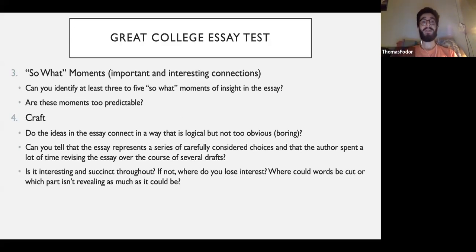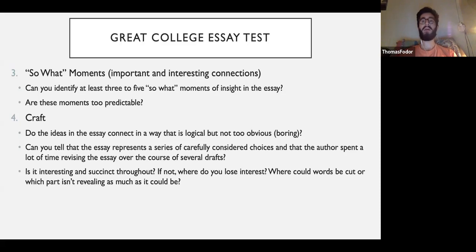All right. Can you identify at least 3 to 5 so what moments of insight in the essay? Are these moments too predictable, or are they actually important insights that you have as an author and as a person? And we'll go into more depth with a lot of these as well. So if you're kind of confused as to what I'm talking about, again, feel free to ask a question, but we'll go into how to address the problems with each of these sections.